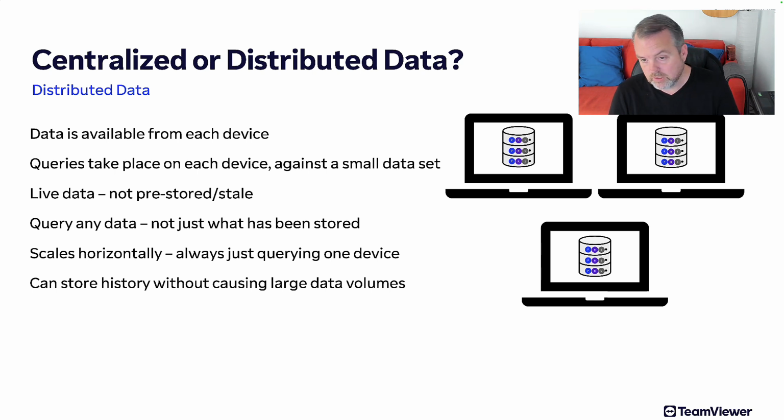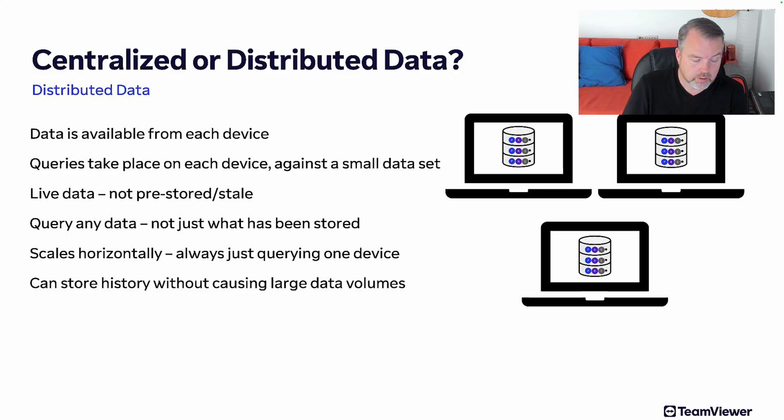So it scales horizontally. It doesn't matter how many devices you have. Each device is only scanning or looking at data from one device. Also, it's live data, not pre-stored. So therefore, you can query anything that the machine can tell you about. What is the value of this registry key right now? That's data that you have to have in your database if you want to query it. Or if you're doing a live query, you don't need to have it in your database. Just query the machine, you pull the data back.